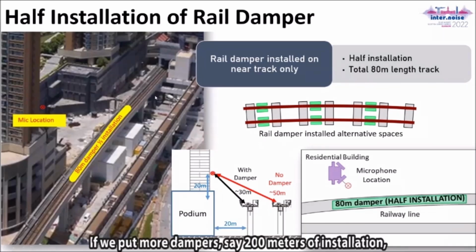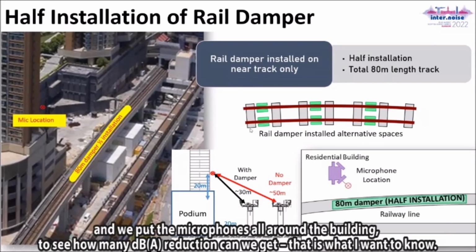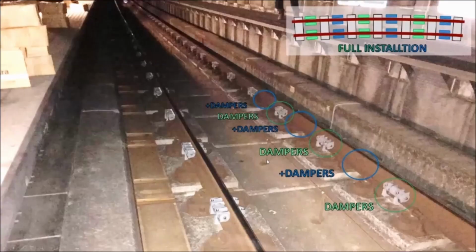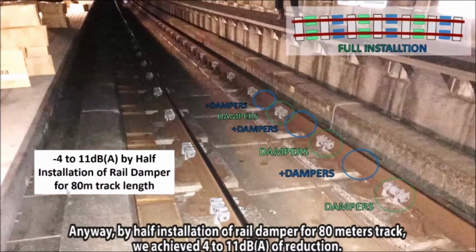If we put more damper, maybe 200 meters, and put microphones all around the building to see how many dB reduction, that is what I want to know. But of course, I do not have such an opportunity. But anyway, by half installation of whale damper for 80 meters of track, we are obtaining 4 dB to 11 dB.